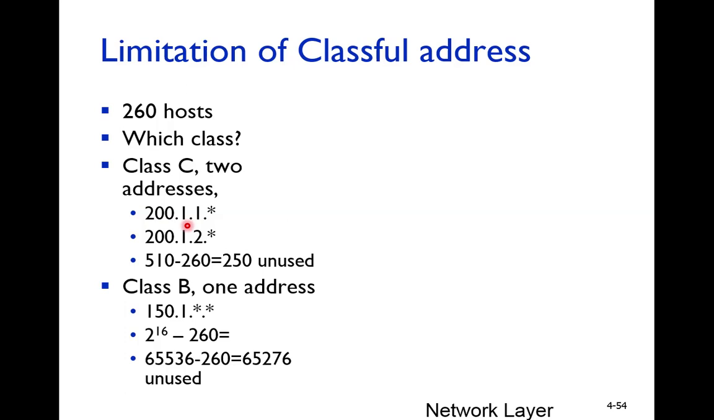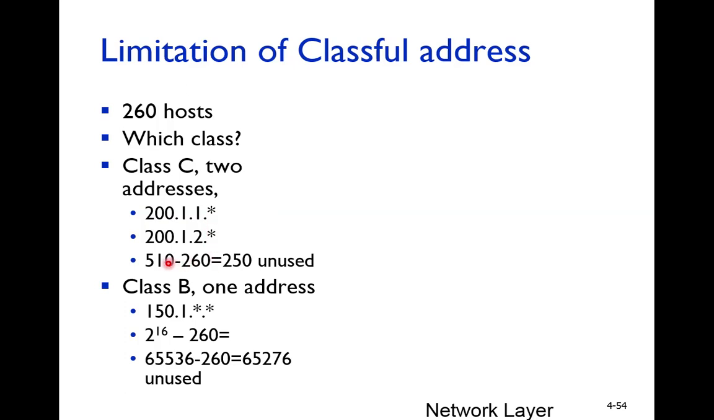Okay, so if the organization takes two class C addresses, then how many addresses are there in total? There are 255 here and 255 here, so 510 hosts are there for these two IP addresses. But the organization has 260 hosts. So 512 minus 260, it means that 260 IP addresses will be used, 260 hosts are there.